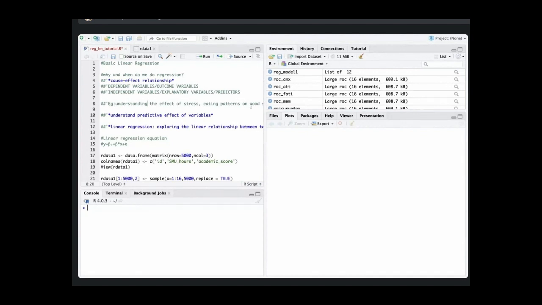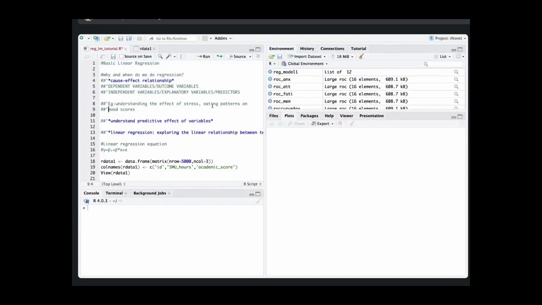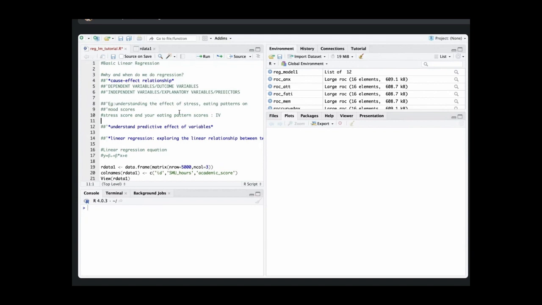So one example of this is, let's say a researcher wants to study the effect of stress and eating patterns on mood scores, right? So in this example, your stress score and your eating pattern scores would be your IV, that is independent variable, the effect of which you will study on the mood scores, right? And these are also known as explanatory variables or predictor variables. And your dependent variable or outcome variable would be mood scores, right? So this will be your dependent variable, right?